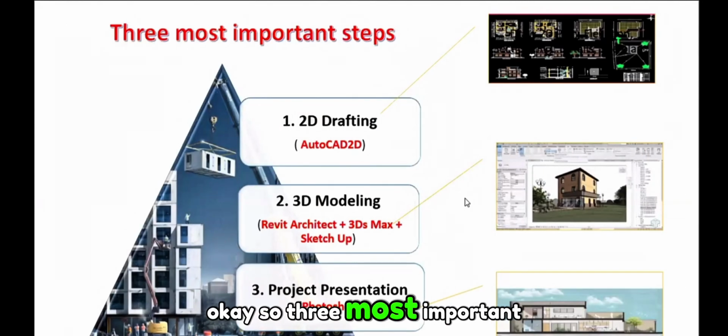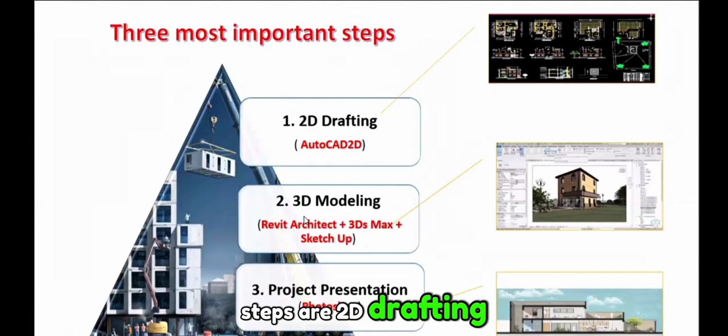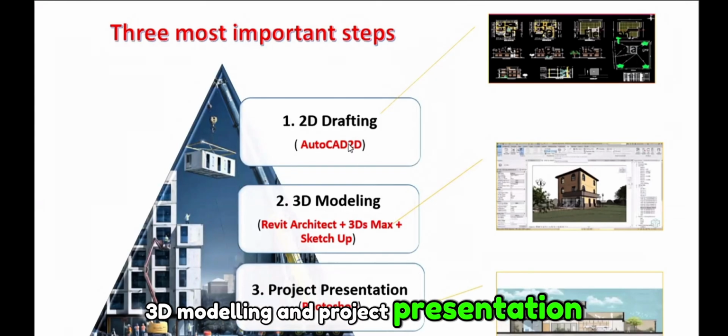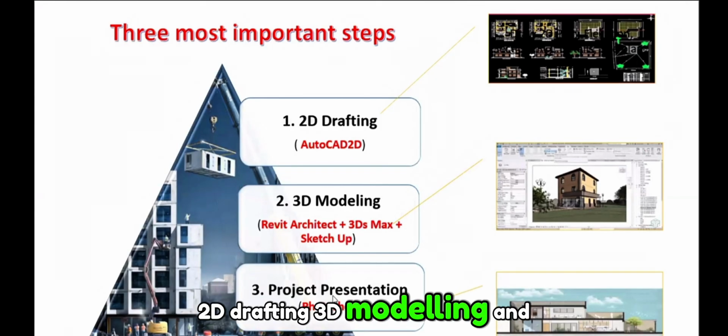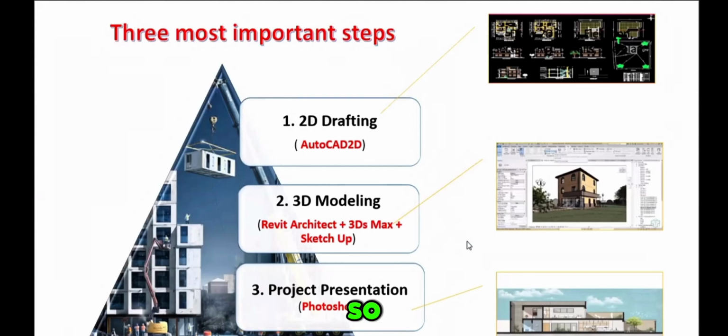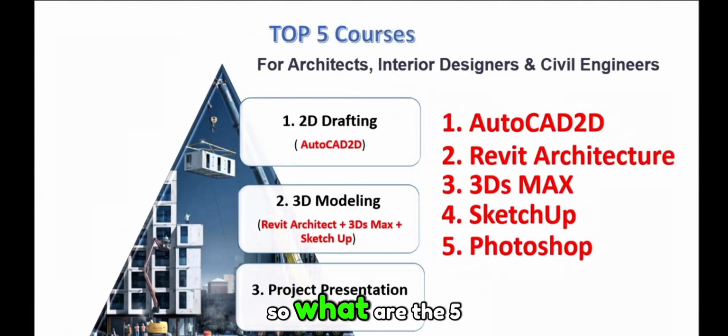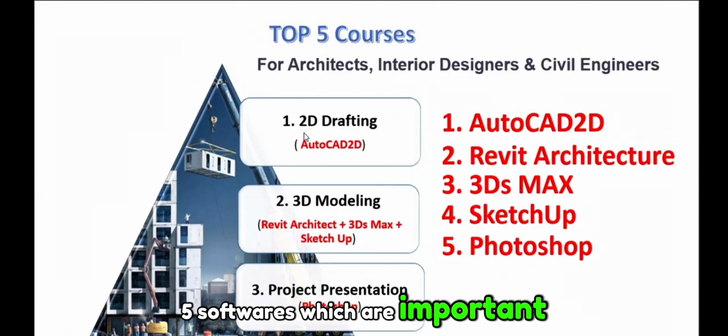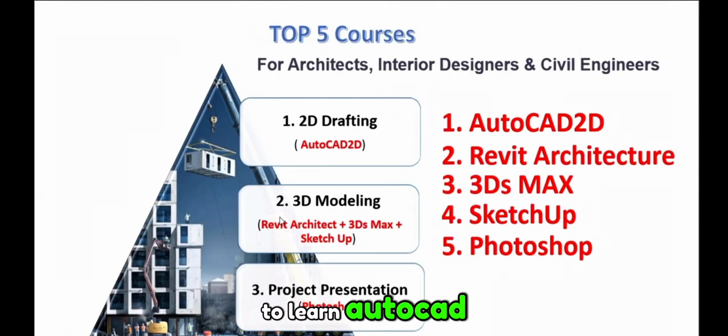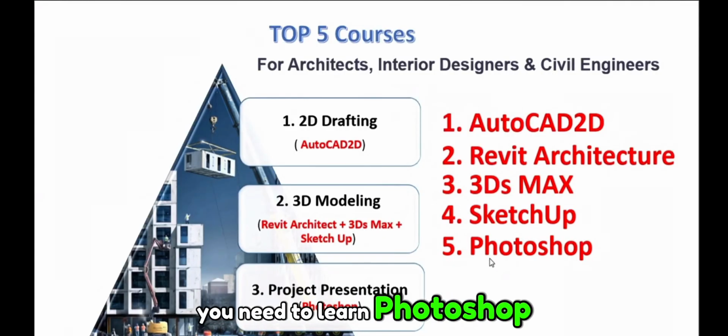So the three most important steps are 2D drafting, 3D modeling, and project presentation. These are the three most important steps in the 3D modeling industry. So what are the five important softwares? For 2D drafting, you need to learn AutoCAD. For 3D modeling, you need to learn Revit, 3ds Max, and SketchUp. For project presentation, you need to learn Photoshop.